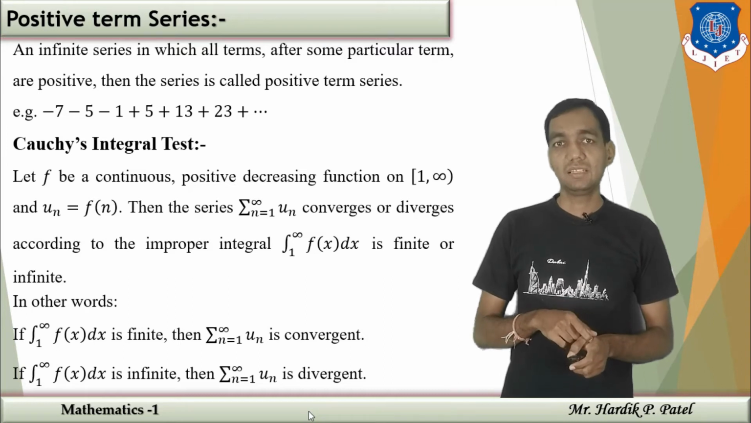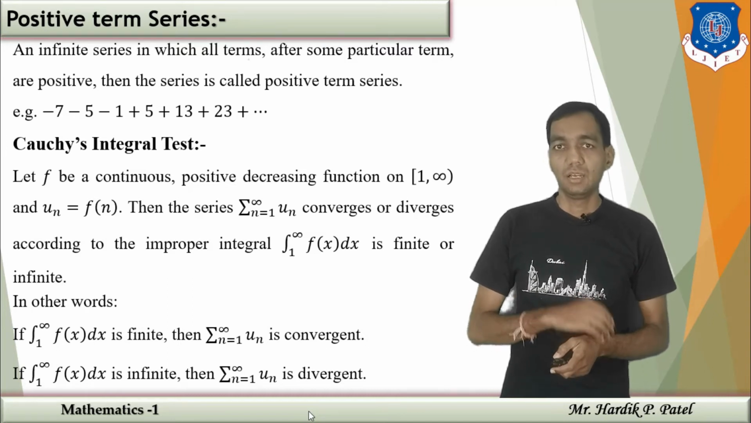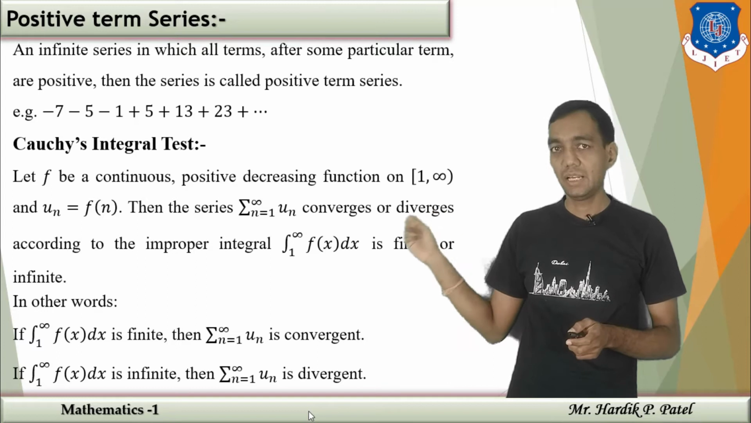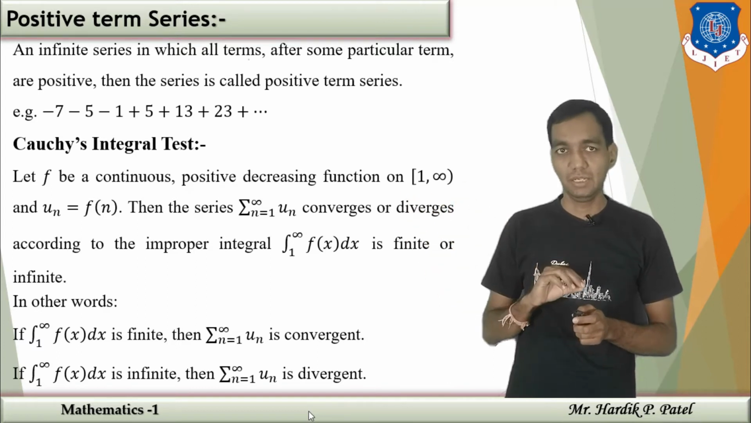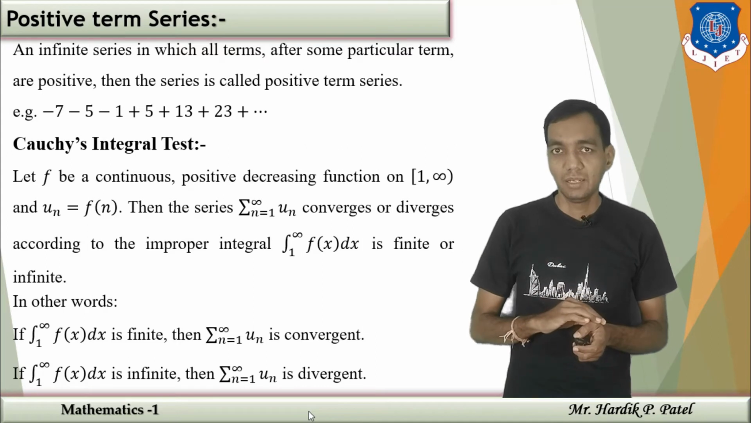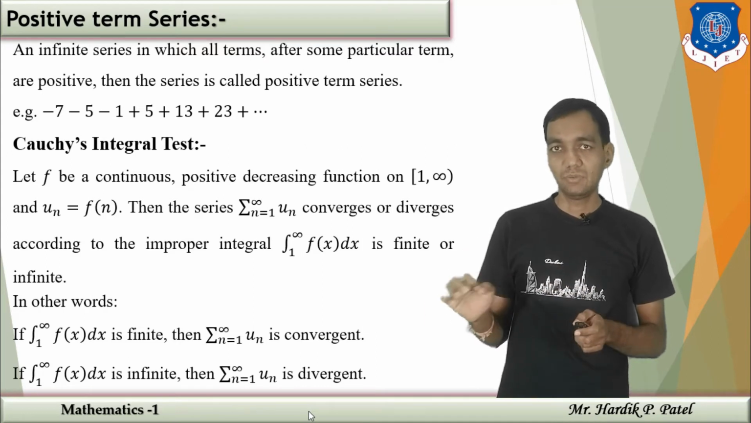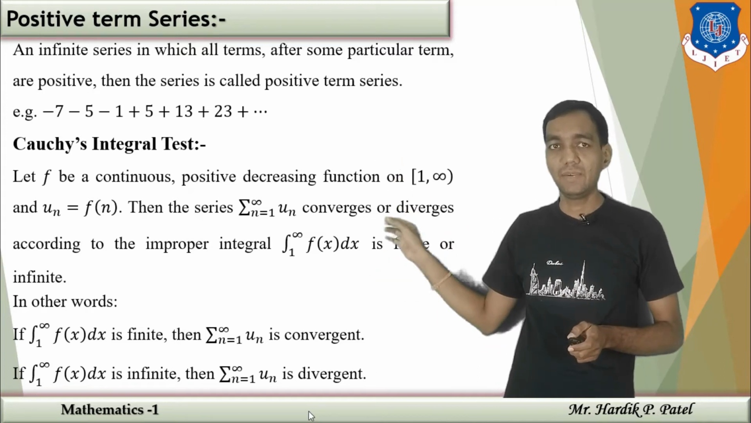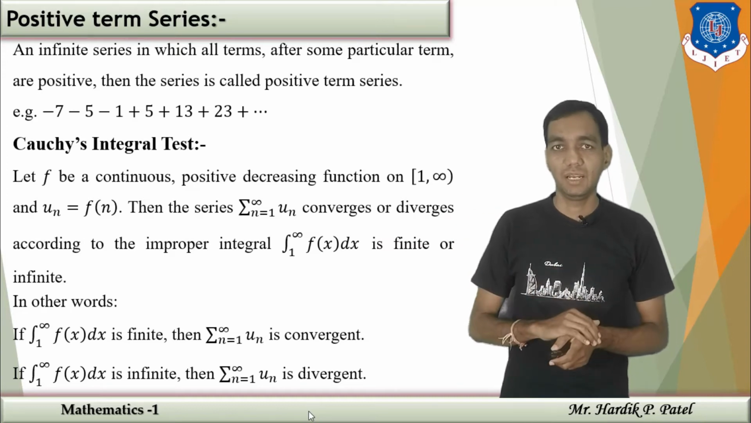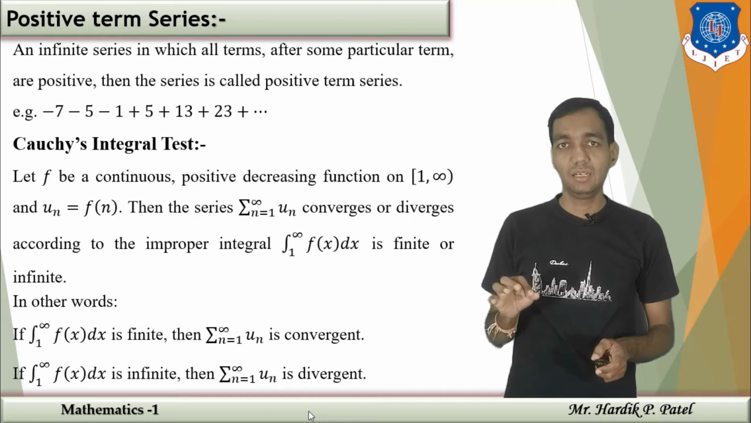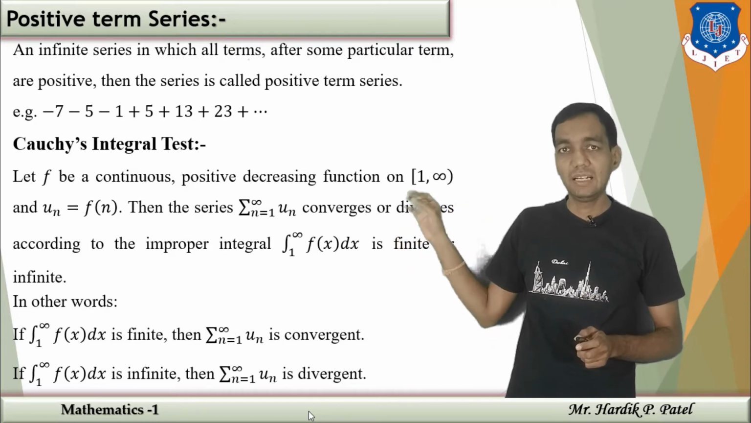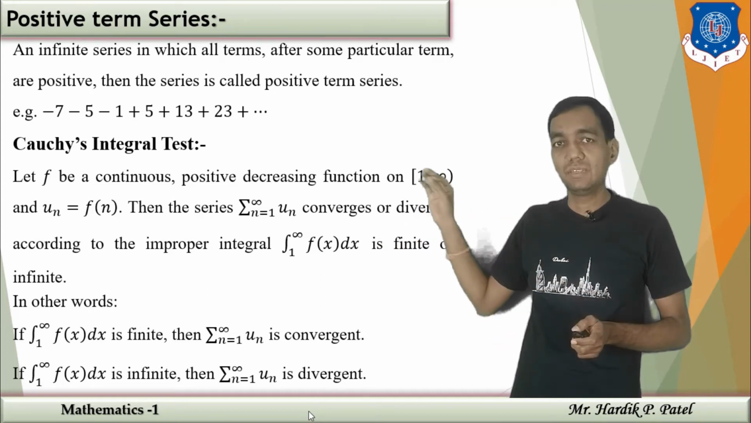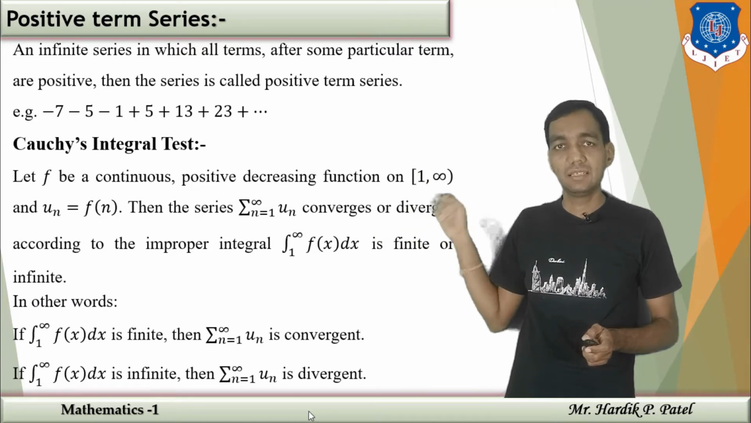Now we are discussing Cauchy's integral test. What is Cauchy's integral test? Let f be any continuous positive decreasing function on the interval 1 to infinity and un is equal to f. Then sigma un converges or diverges according to whether the improper integral 1 to infinity fx dx is finite or infinite. That means sigma un is convergent if the integration 1 to infinity fx dx is finite, and is divergent if this integration 1 to infinity fx dx is infinite.